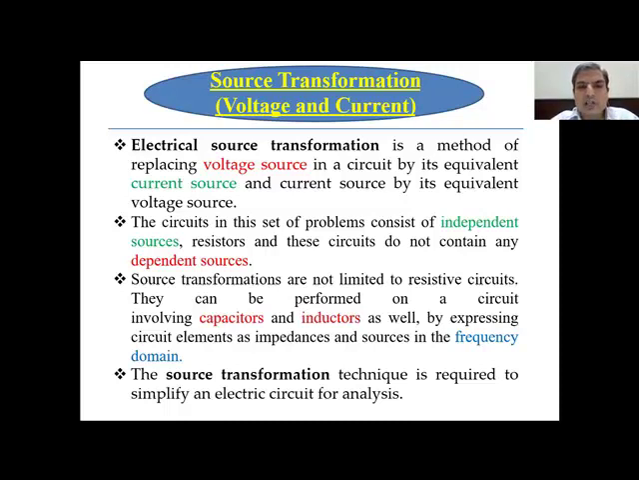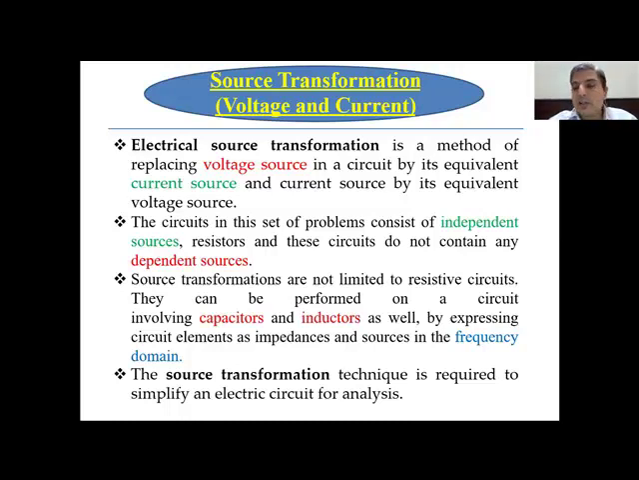So source transformation is possible only for independent sources. It is not limited to resistive circuits. It can be applied to capacitive and inductive circuits also, where capacitor and inductor can be considered as capacitive reactance and inductive reactance in AC circuits. Whenever we are talking about capacitive and inductive circuits, we convert the whole circuit into the frequency domain circuit by taking the Laplace transform. According to that, we deal with the transformed circuit for the transformation purpose.